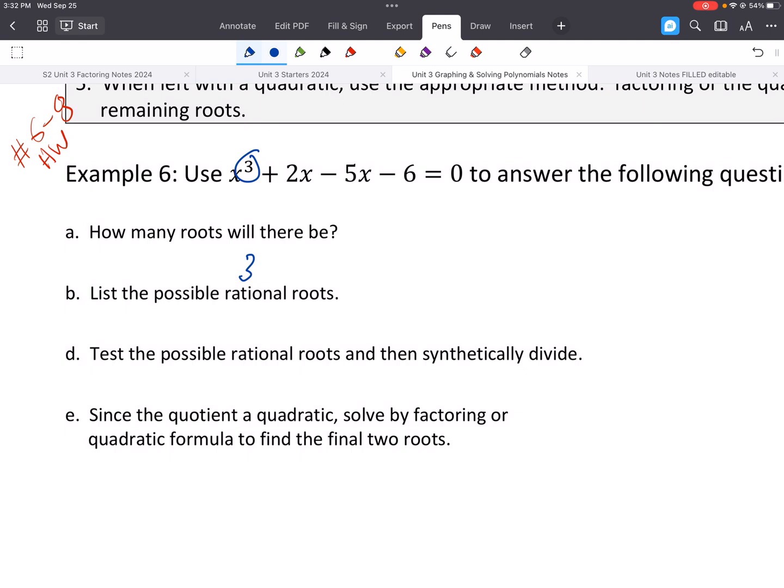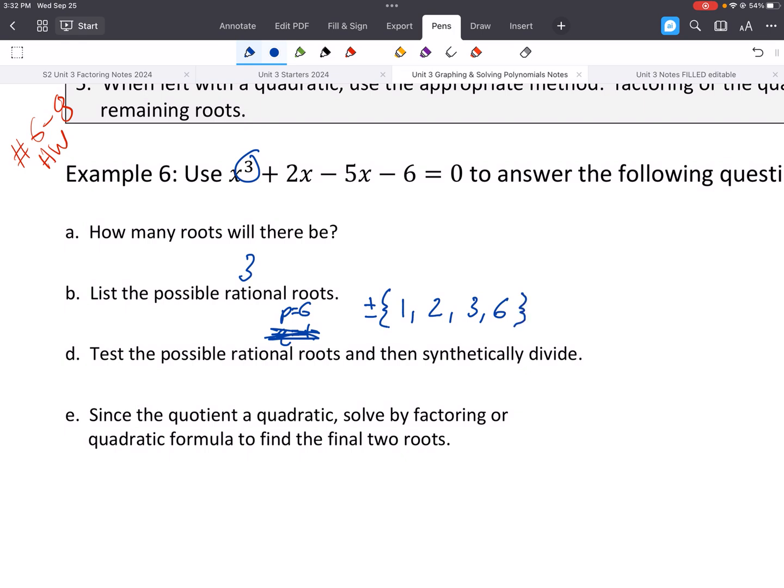Okay, so we've got P is 6 and Q is 1. If Q is 1, then we don't have fractions. So we're just going to write down the factors for 6. So here we would have plus or minus 1, 2, 3, and 6.